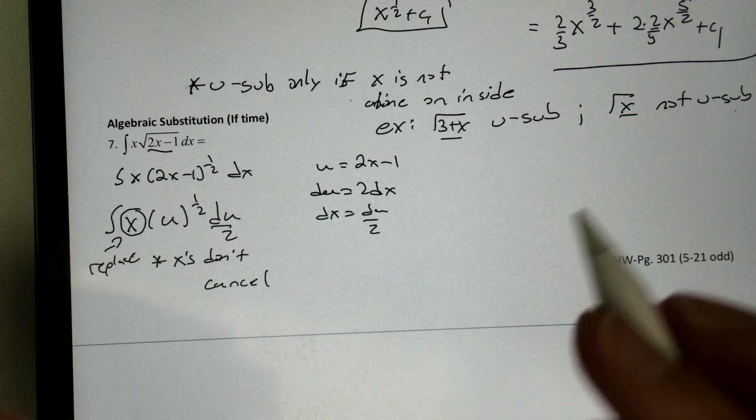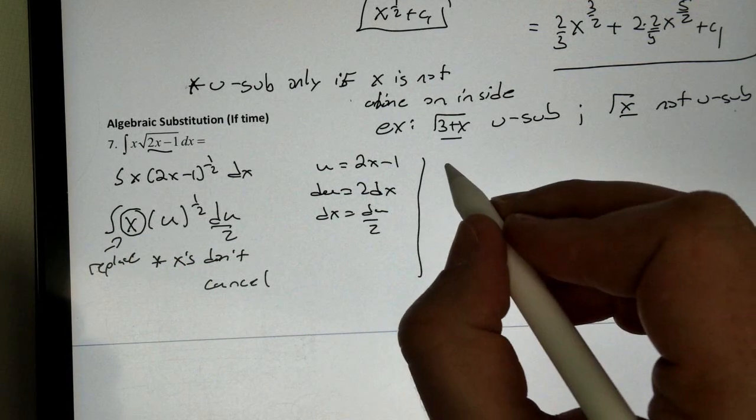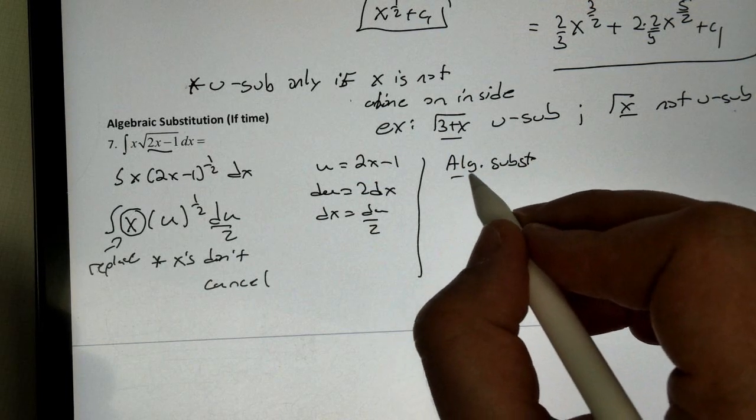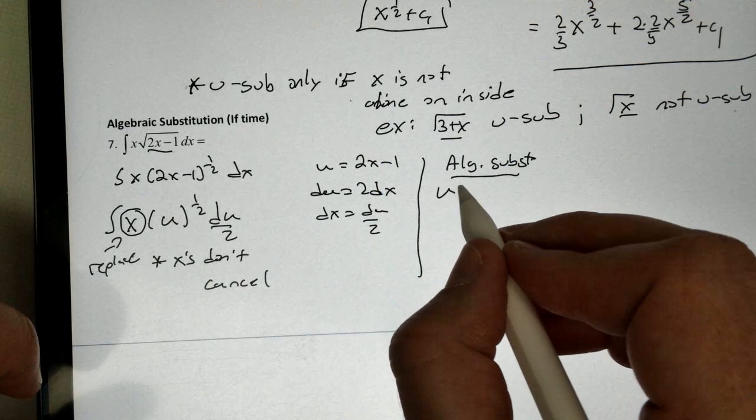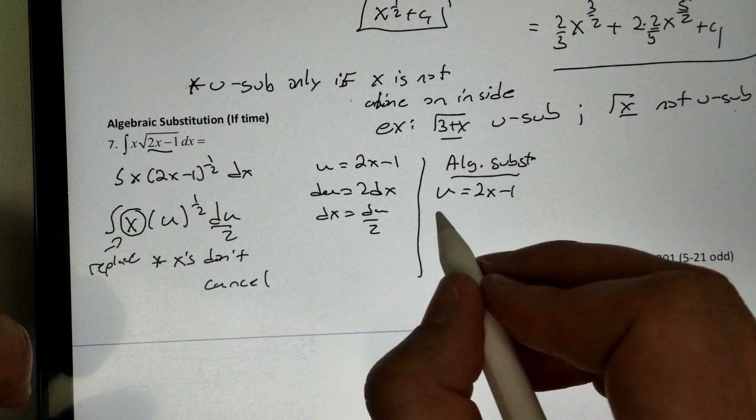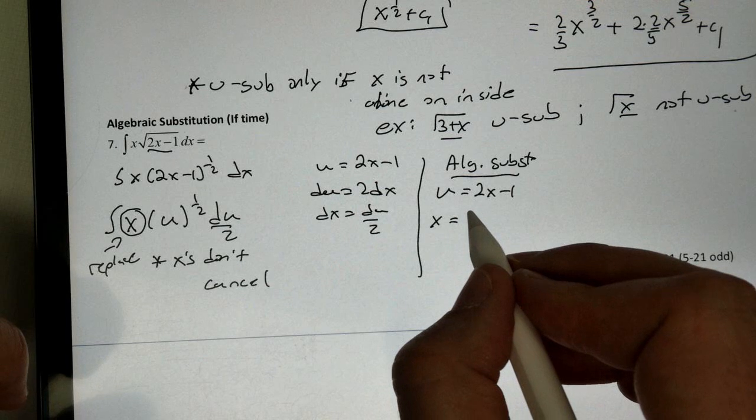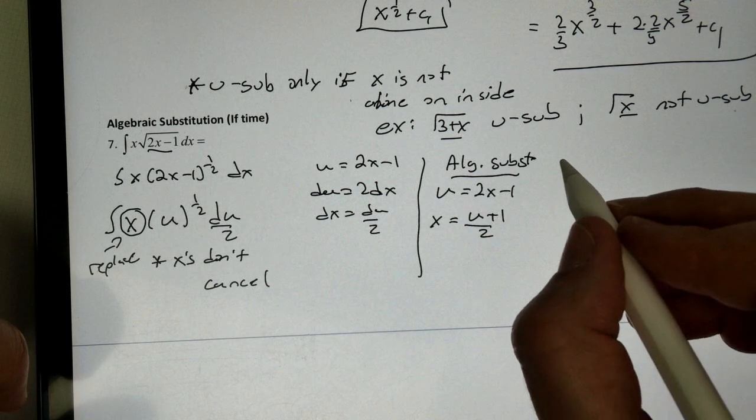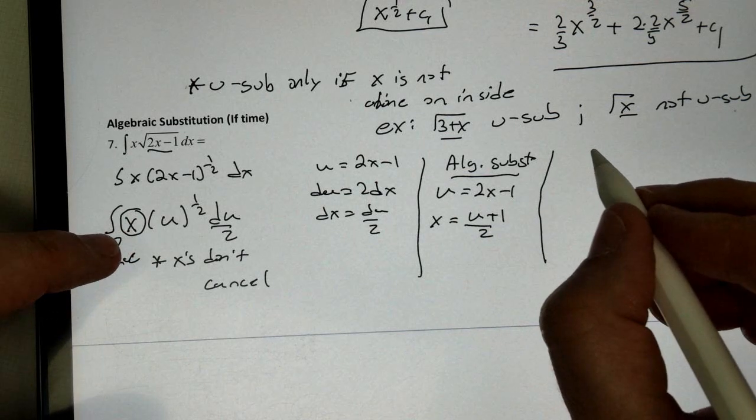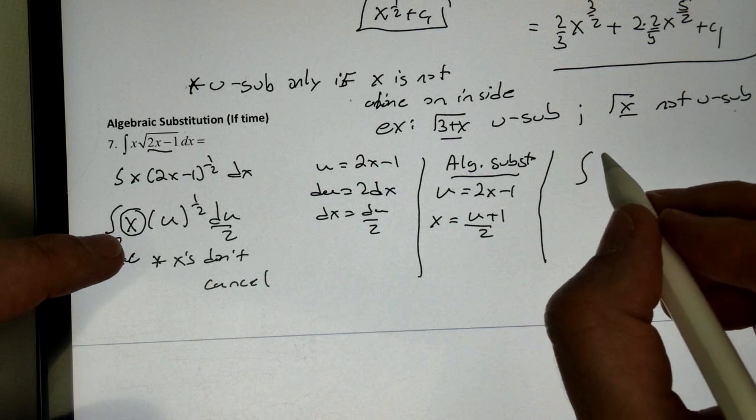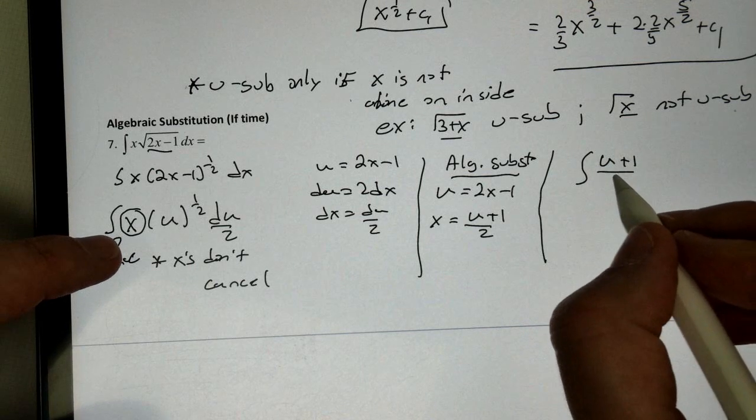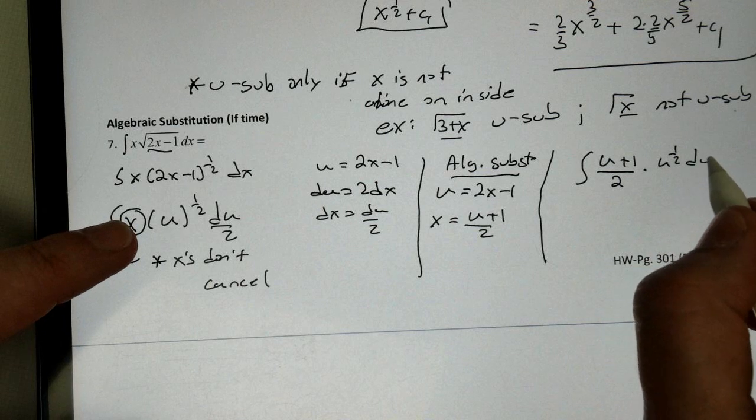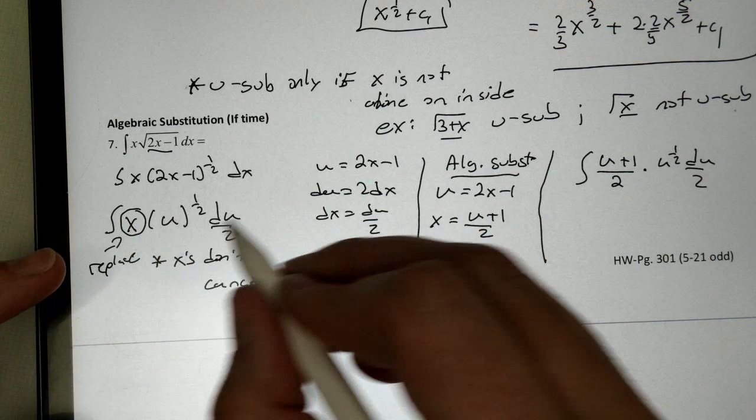So to do that, we do something called an algebraic substitution. And all that says is, look, I know u is 2x minus 1. What if I solve for x? I would get u plus 1 over 2. And now I could rewrite this as my x is u plus 1 over 2 times u to the 1/2 du over 2. See, I just replaced it with this.